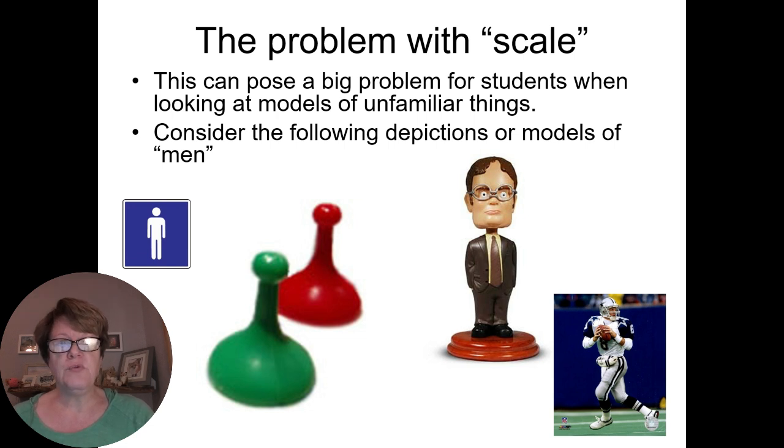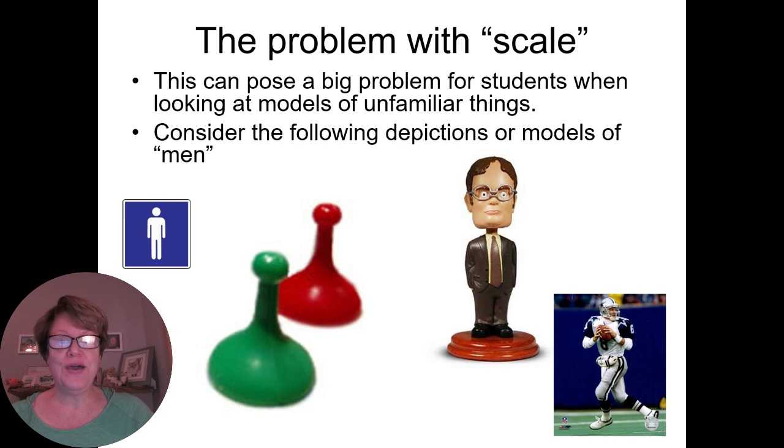The other thing we want to think about when we look at models or pictures in the book or items in lab is that there can be a problem with scale in a similar way, because when you are looking at something, your brain is adjusting the size of the item if you're familiar with the item. So I give these pictures of men. This is the bathroom man, I guess, the men in a board game. This is a bobblehead little doll, and this is Troy Aikman, the best quarterback of all time.